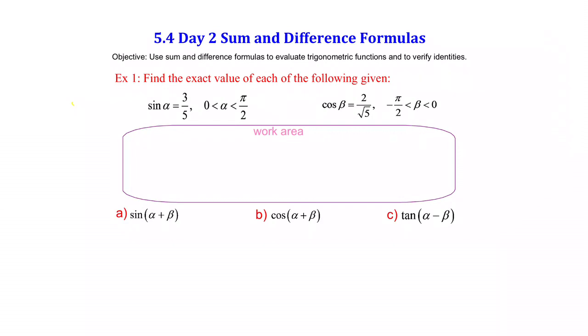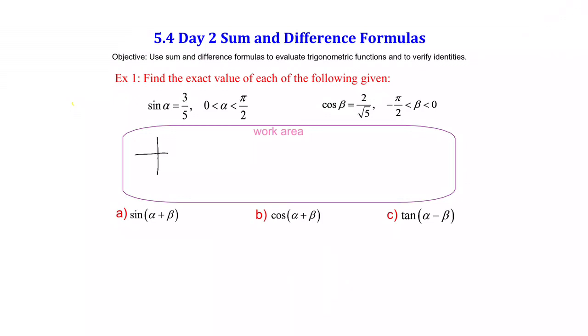We're still going to use the formulas, but I'm going to give you some information, and you have to find the other trig functions so that you can use the sum and difference formulas to find sine of alpha plus beta, cosine of alpha plus beta, and tangent of alpha minus beta for this example. So I'm giving you sine of alpha is 3/5, and I'm telling you that alpha is between 0 and pi over 2. That second piece is important because we know sine is positive in two quadrants, quadrants 1 and 2. So that second piece of information is very important.